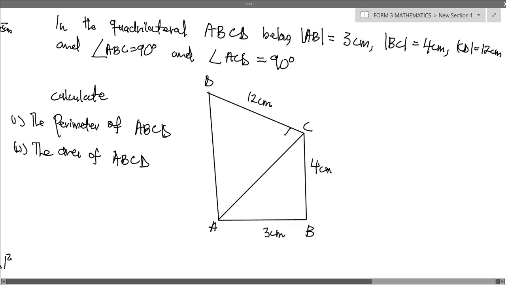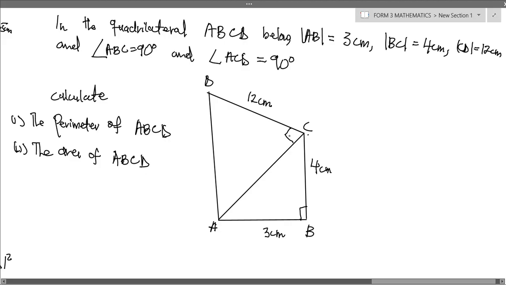So here is 90 and here is 90. Now when you are given a question like this, it's up to you to know where hypotenuse is, where opposite is, where adjacent is for all the triangles. Now we know that we have two triangles here. The first triangle is what? ADC.